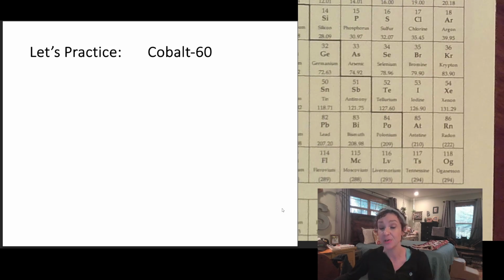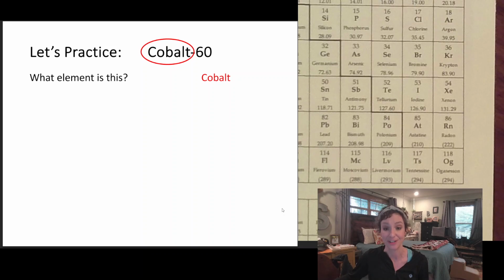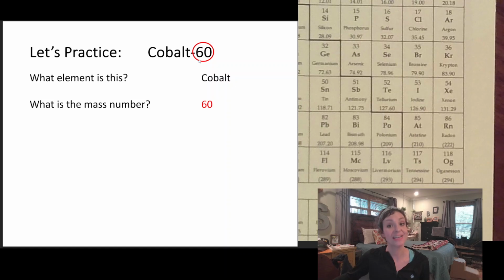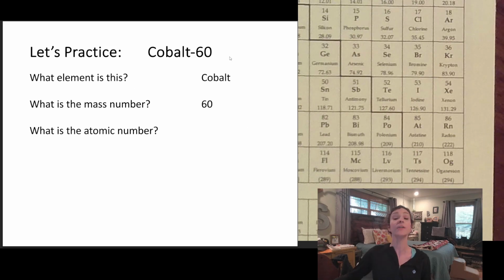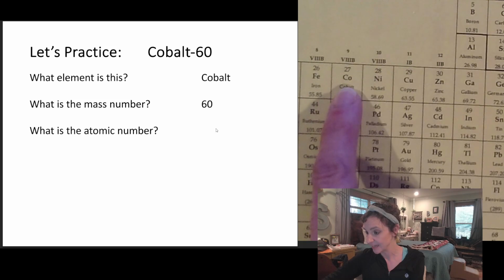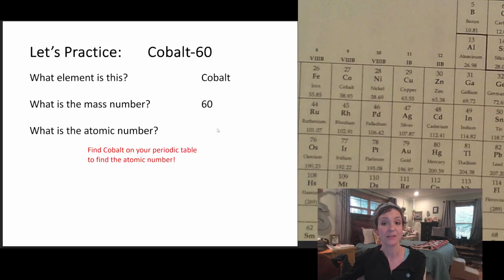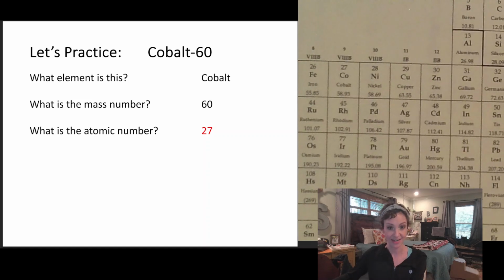All right, last little practice before we move on. I can give it to you in this form, okay? This says cobalt-60. The first question is going to be really easy to answer. What element is this? It is cobalt, you guys. Great, we can read. What's the mass number? The mass number is the number after the dash in this notation, okay? What is the atomic number? I do not see any other numbers in this notation besides the 60, but you can always find the atomic number on your periodic table. He is right there, so he is atomic number 27, right?